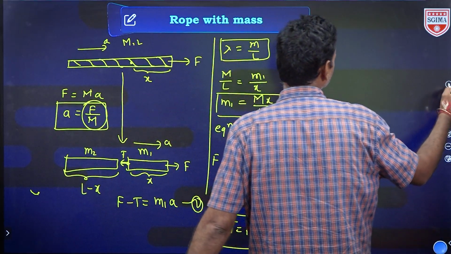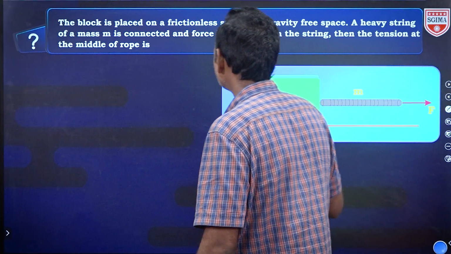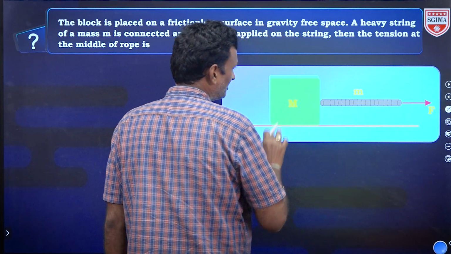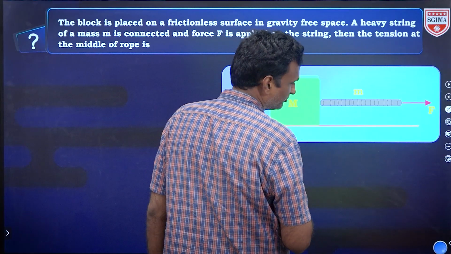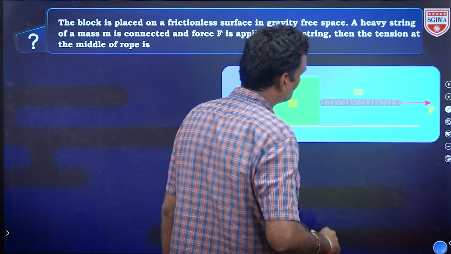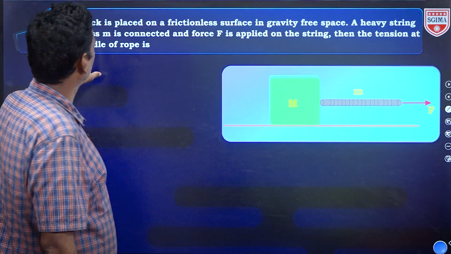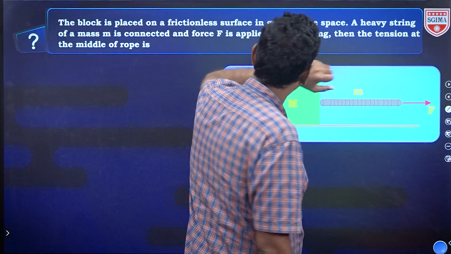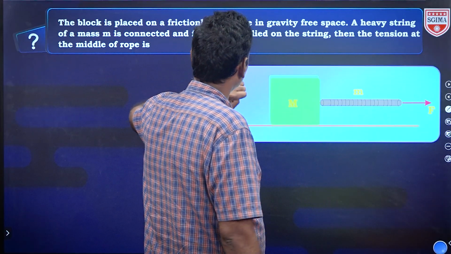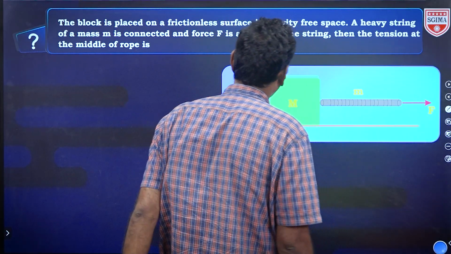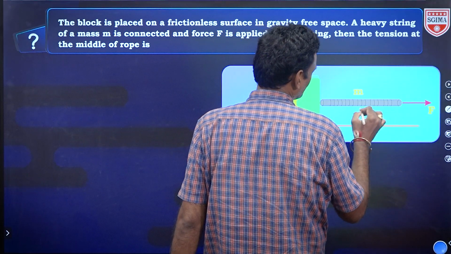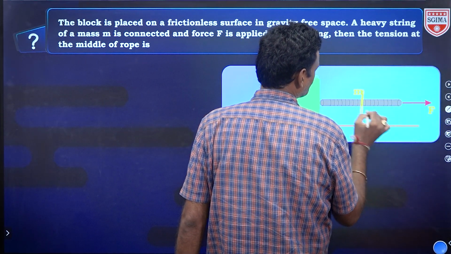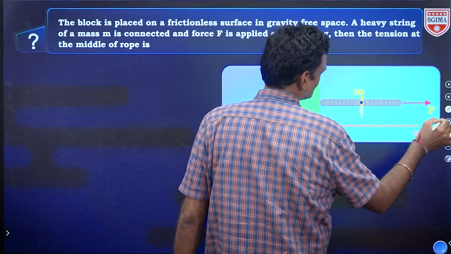Next, here is the question. Again a rope with mass is there, and here a block of mass M is connected to the rope, and it is being pulled with a force F. The question says: a block is placed on a frictionless surface in a gravity-free space. A heavy string of mass m is connected and force F is applied on the string. What is the tension at the middle of the rope? They are asking how much tension at this point.